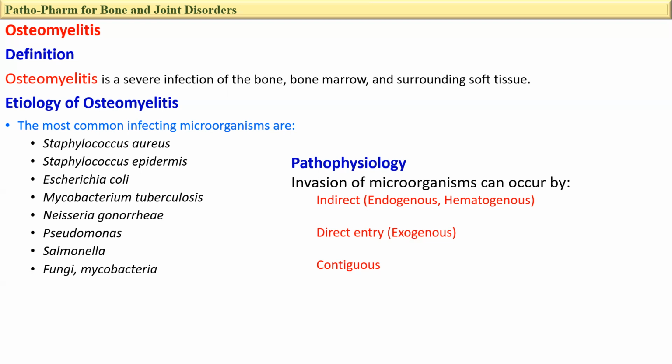And the direct one was exogenous. That's from an invasion from outside, where bacteria or microorganisms can invade the bone exogenously, like an open wound or fracture going into the bone. Even sometimes a deep diabetic wound, or a sacral wound, stage 4, or a decubitus ulcer, stage 4, because that affects the bone. If that results in osteomyelitis, that is a direct entry.